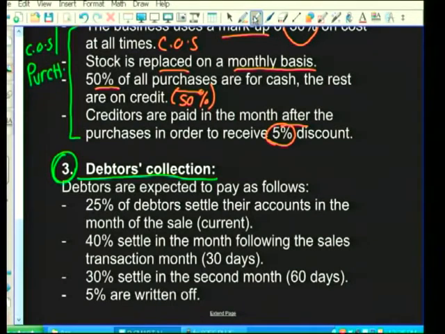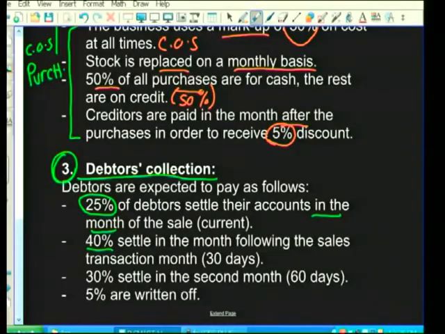Debtors are expected to pay as follows. 25% of debtors settle their accounts in the month of sale. So we've got 25% of our debtors who settle in that month of the actual sale. 40% settle in the month following the sales transaction month. In other words, 40% will pay their account after 30 days. 30% settle in the second month. Okay, so that's obviously 2 months later. And then 5% are written off.